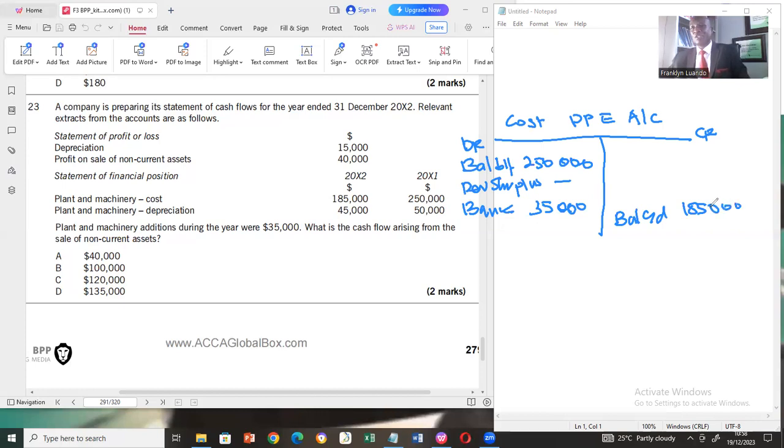One very important point: when the account is at cost, we don't show depreciation. Please take note of that. So now the missing figure here is disposal at cost. Total here 285, which is taken to the other side.